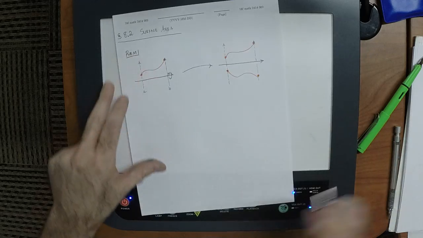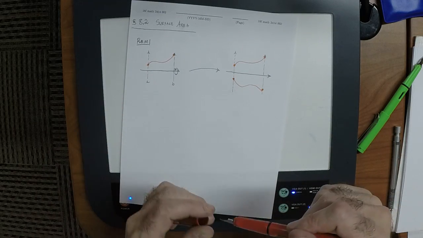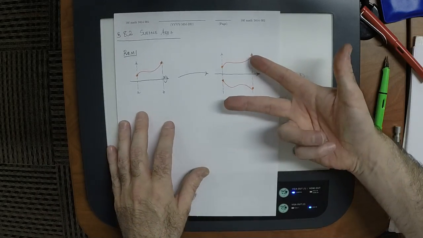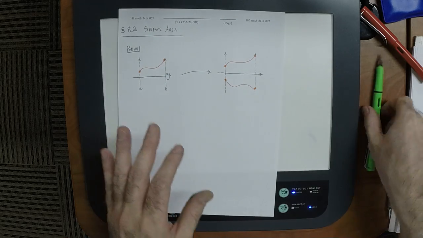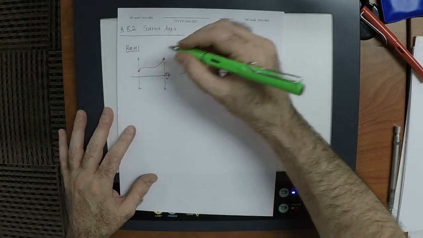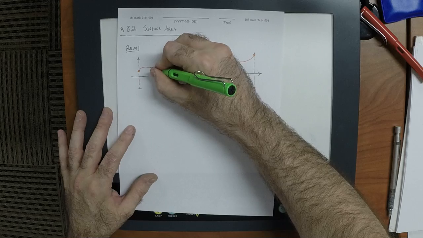This is not an art class, okay? It's not an art class. What's happening here is that, let's consider, for example, this point right here, just this one point.